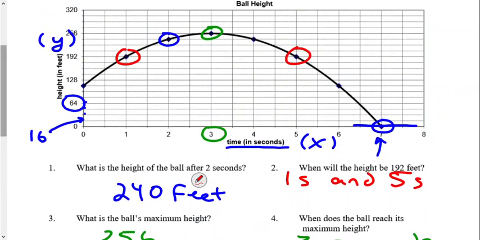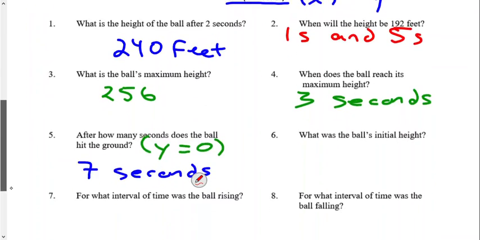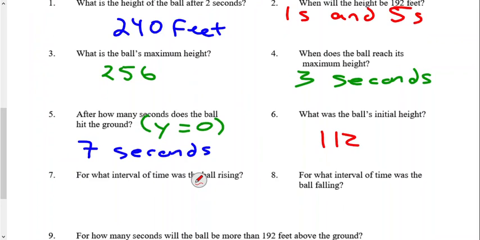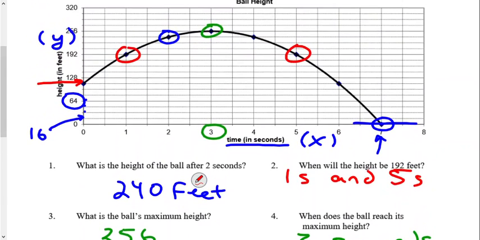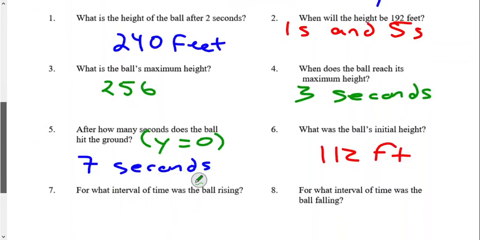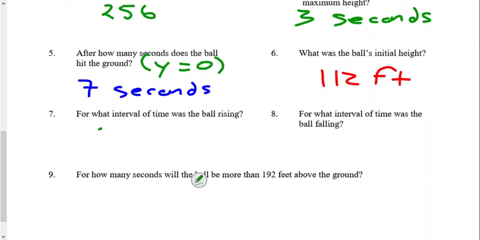So we go to the beginning of the graph and we look right there. So it's one line below 128. So 128 minus 16 is 112 feet. Okay. For what interval of time was the ball rising? So from what point to what point was the ball going up? That's going to be from the beginning to here, to its max height. So that's from 0 seconds to 3 seconds. So we write that interval the same way we've been writing intervals the whole time. So from 0 to 3, the ball was going up.